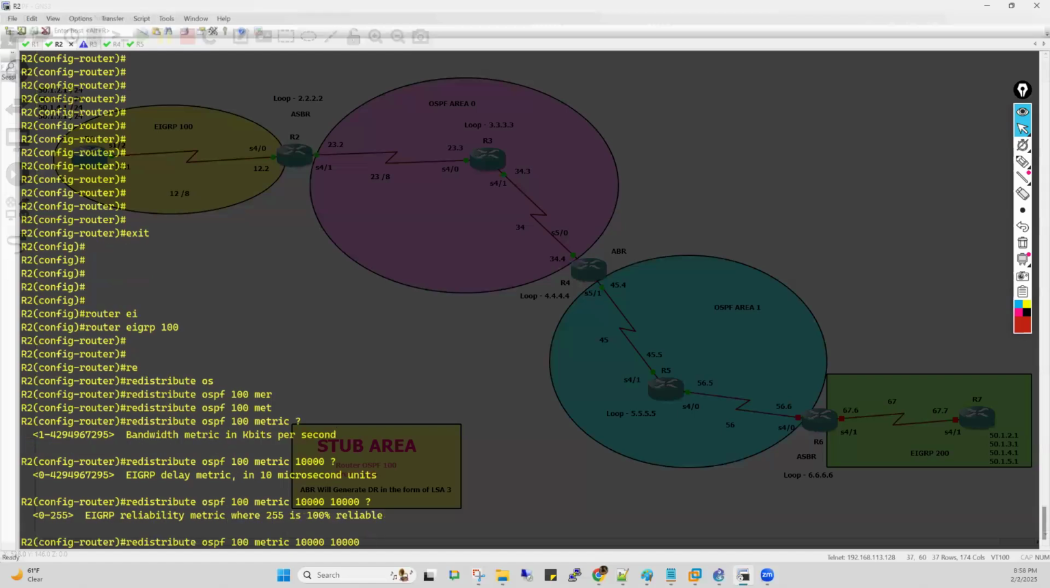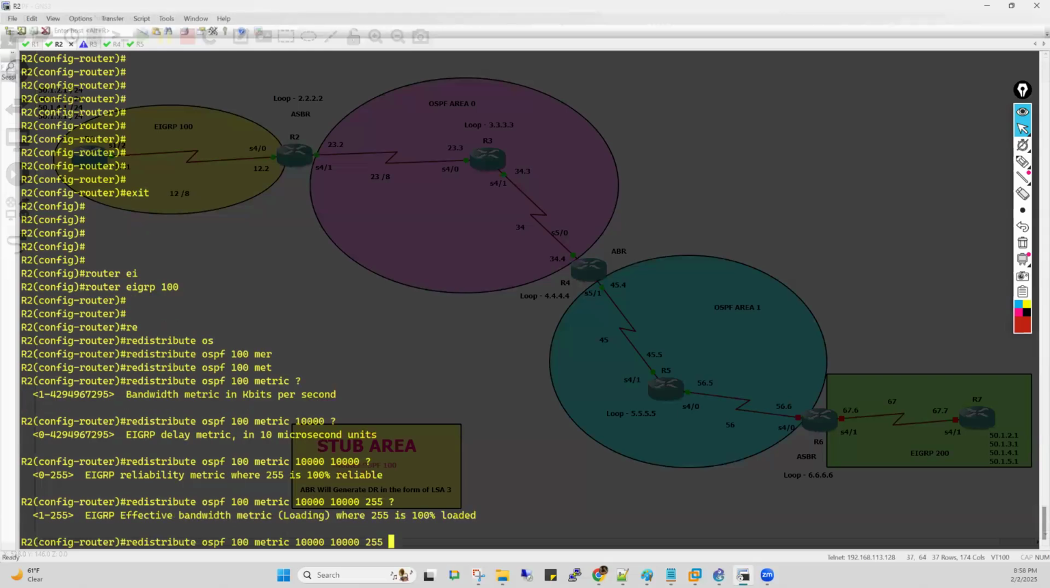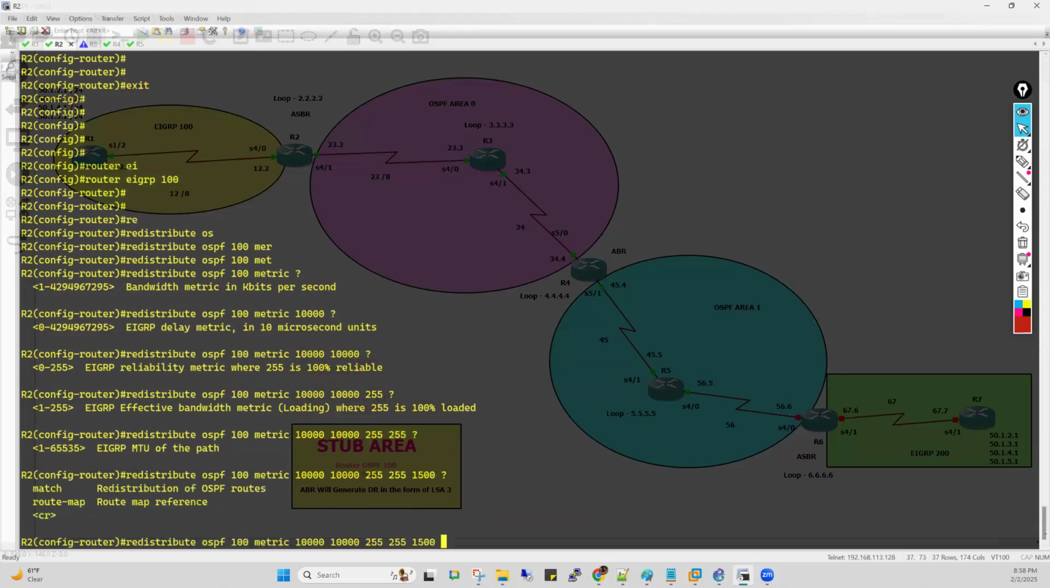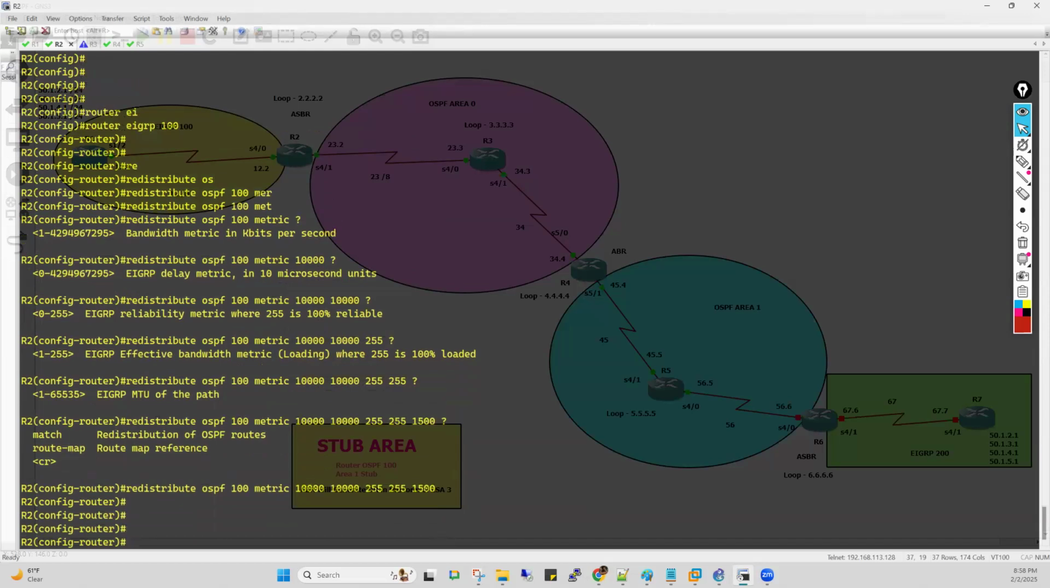Again I press the question mark. It is telling me to set the reliability. The range is 0 to 255. I am setting 255. I press the question mark again. It is telling me to set the load. I am setting the load, for example, 255. I press the question mark. It is telling me to set the MTU value. I set the MTU value 1500. I press the question mark. There is nothing, so I press enter. Getting my point, everyone?